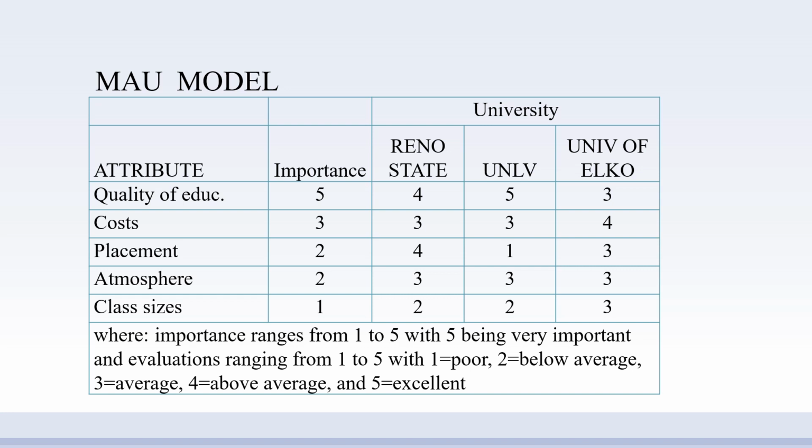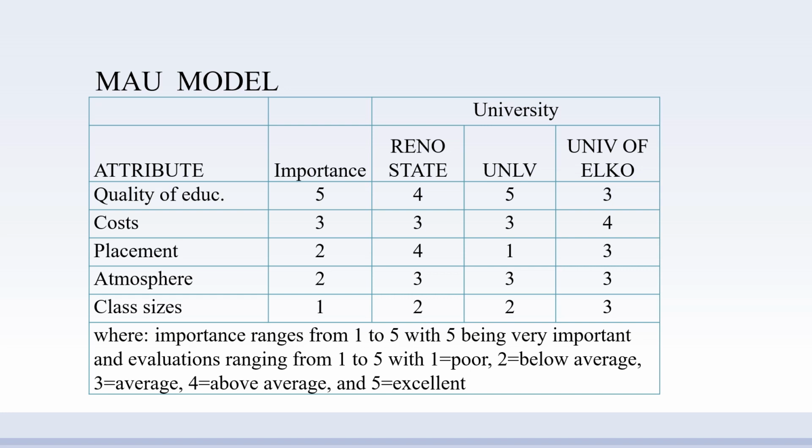So now here we asked students to tell us on a scale of 1 to 5, where 5 is very important and 1 is not important at all, how important are each of these attributes. And as you might expect, quality of education was the most important attribute, followed by costs, which was 3 out of 5, followed by placement and atmosphere, both of which were 2 out of 5, and then finally class size, which is important, but the least important of these particular attributes.